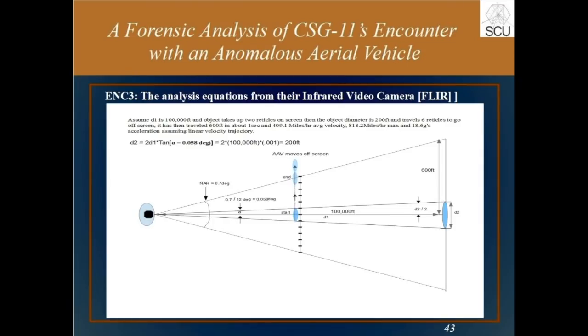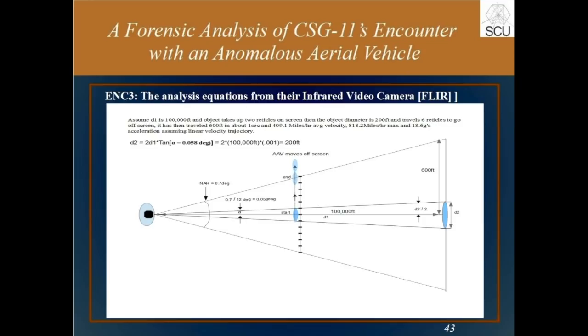Okay, now this is how I did the calculation. This is a highly simplified approach. I tried to take something simple, but obvious. What I'm trying to show here: on the left is either the human eye of the pilot looking at the display on the screen, or the camera's sensor. Either way, here's 0.7 degrees, and it's looking out at some unknown distance, and the object is some unknown diameter, so all these are variables.